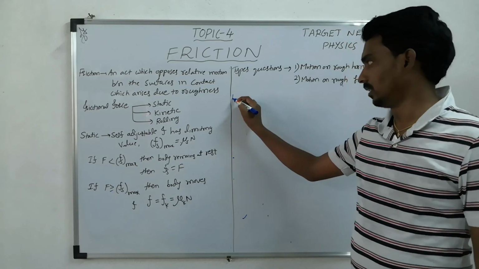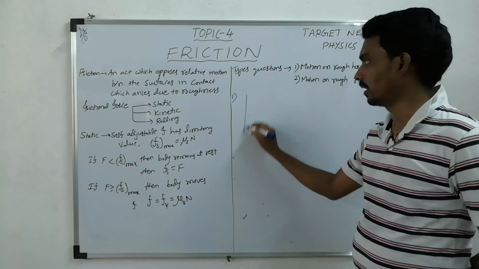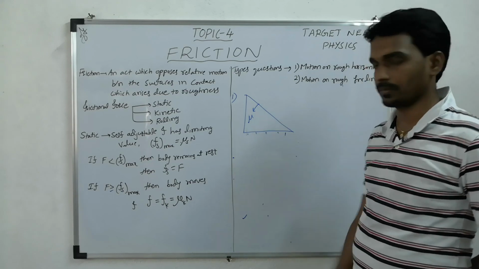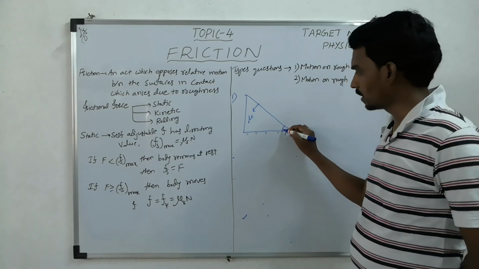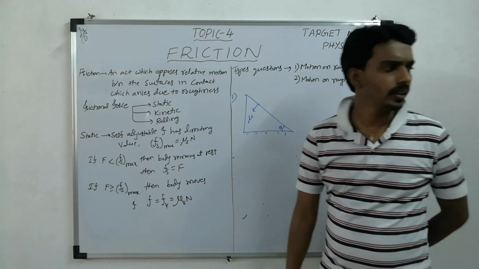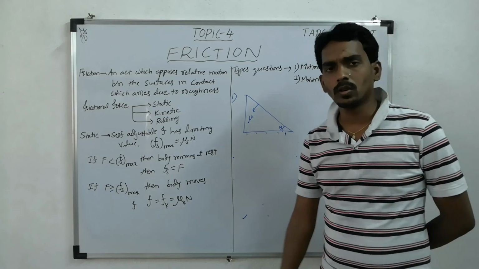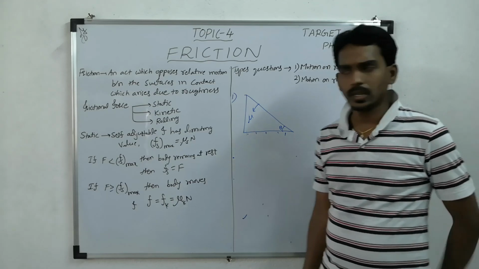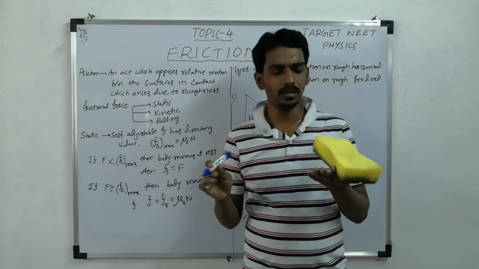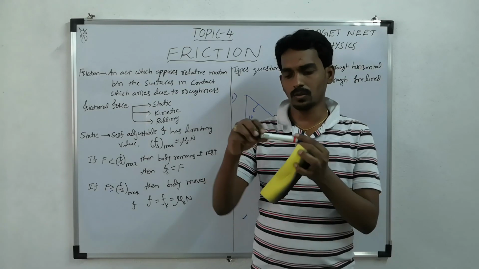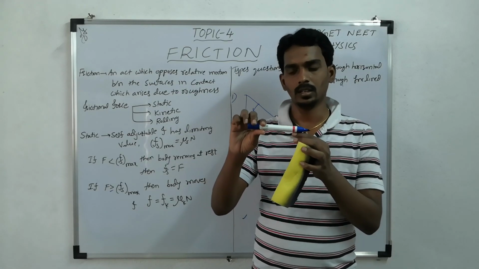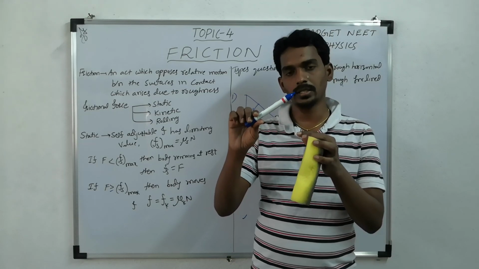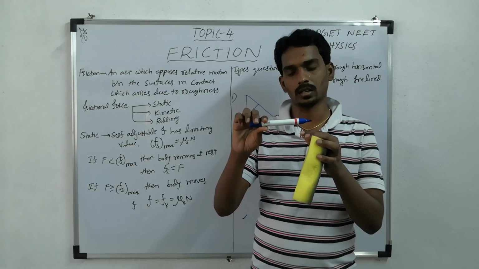Let's take the first case. There is a fixed inclined surface having coefficient of friction mu, and this angle is theta. Now here one more condition will come, that is the angle of repose. Suppose first you consider a horizontal surface. Now you tilt the surface, so that it makes some angle with the horizontal.